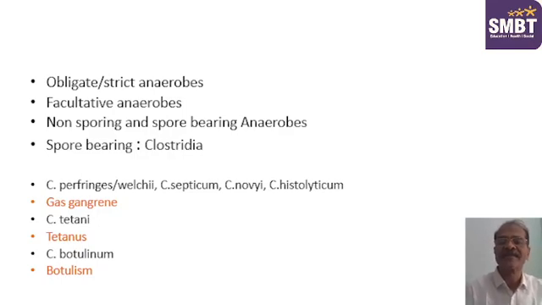The main pathogens in spore forming anaerobes are Clostridia, and the three main groups of Clostridia which can cause human infections are: one, the Clostridia which can cause gas gangrene, that is Clostridium perfringens or welchii; then the organism causing tetanus, Clostridium tetani; and the Clostridia causing botulism, Clostridium botulinum.